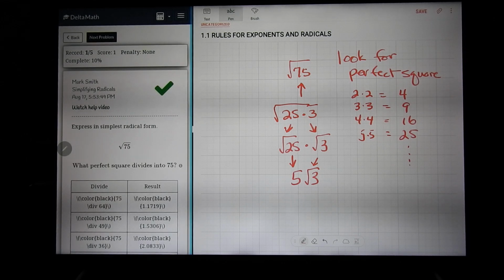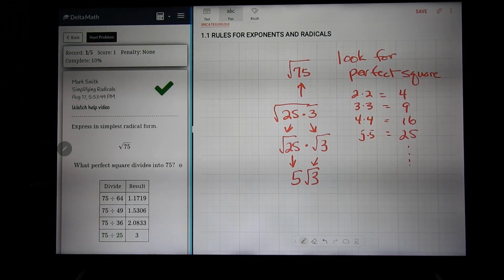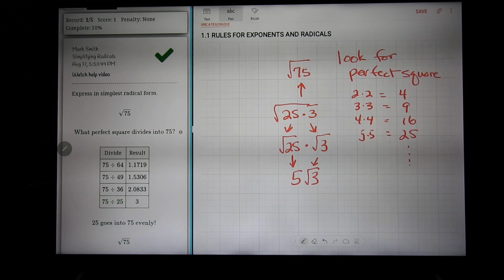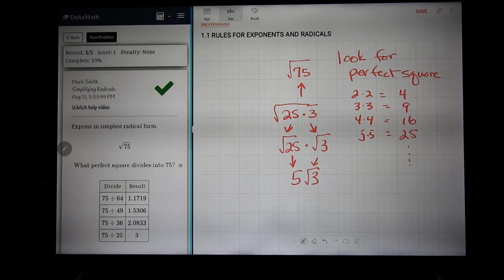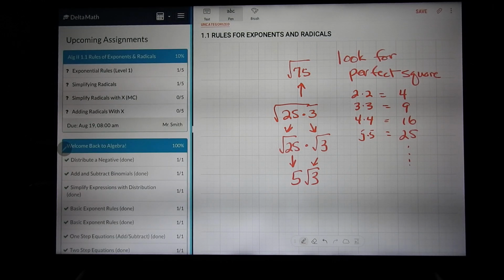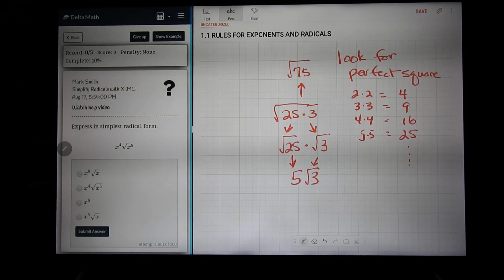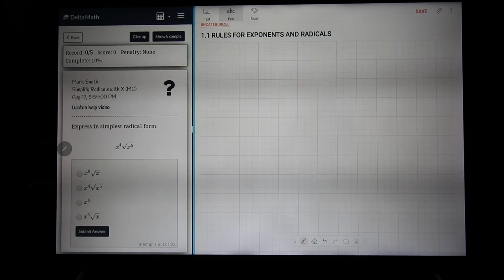All right, and so here they showed you that they went through the same thing. 25 goes evenly. All right, simplify radicals with an x. It's based on the same sort of idea that we have here. So we have x to the 4th and the square root of x to the 5th.